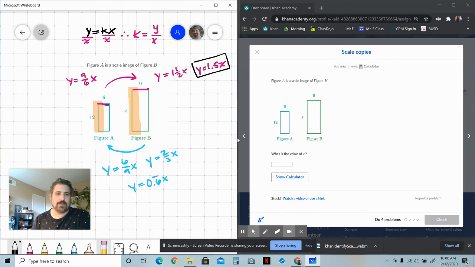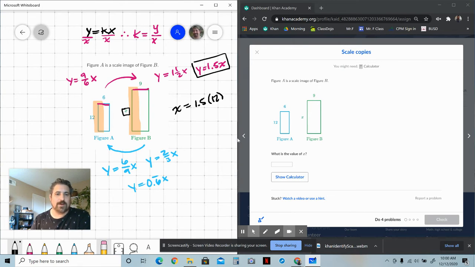The variable x kind of confuses everything, right? Because x is the input, but then x is also this missing side length. I hate when they do that. But this x that they have right here is going to be the output. And it's equal to 1.5 times the input, which is 12, right?